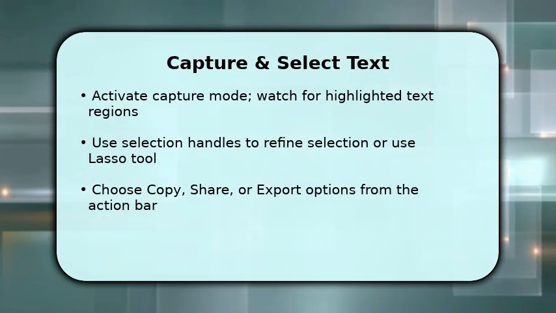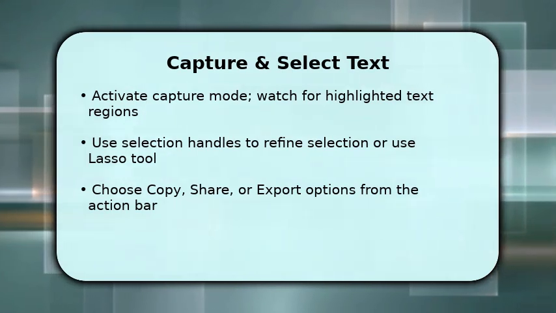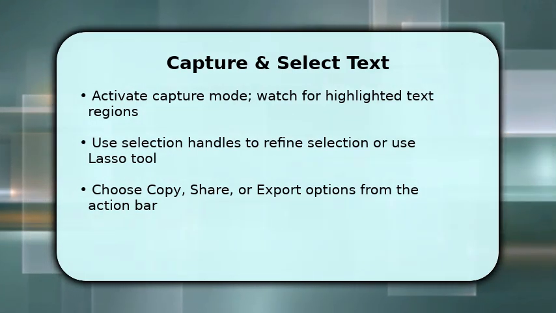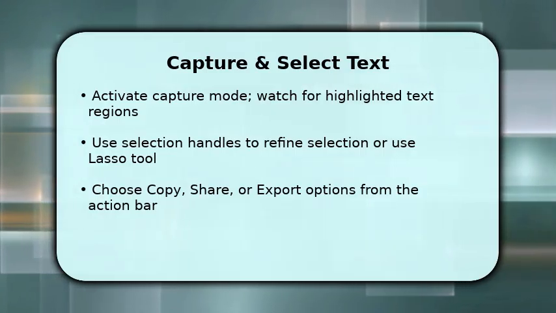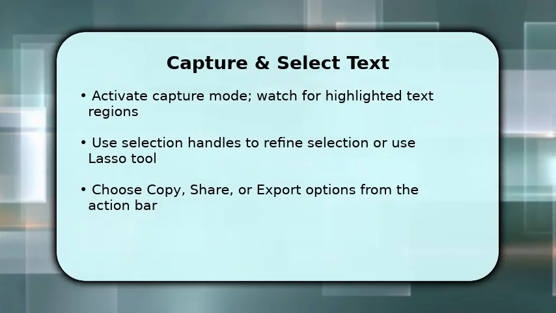With capture mode active, the screen is analyzed and visible text regions are highlighted. This is how the app knows what to extract. Then use the selection handles or the lasso tool to refine exactly which lines you want. Drag slowly to avoid missing words.